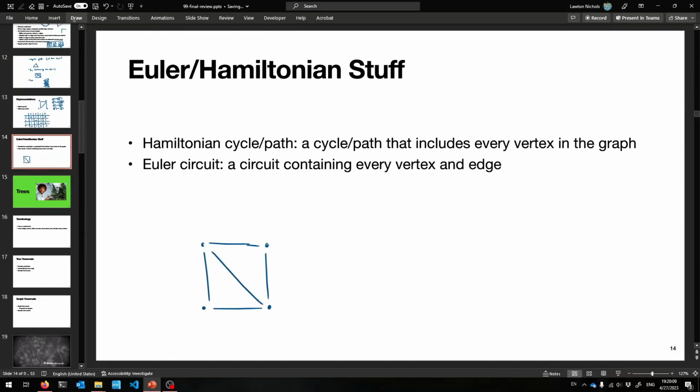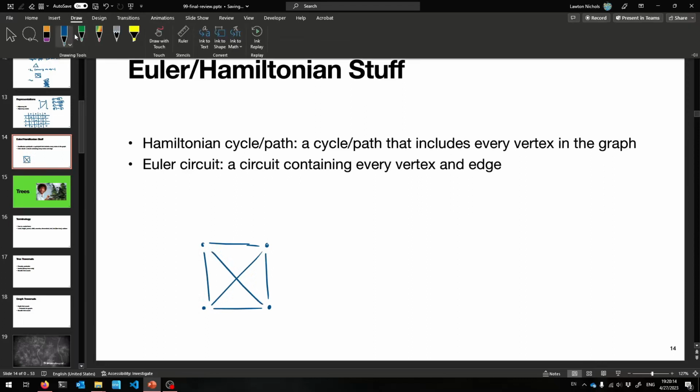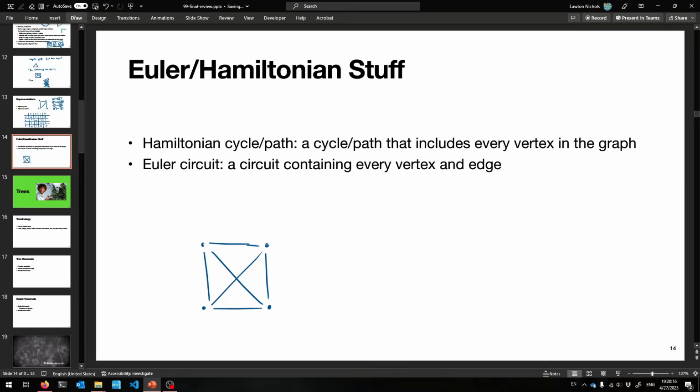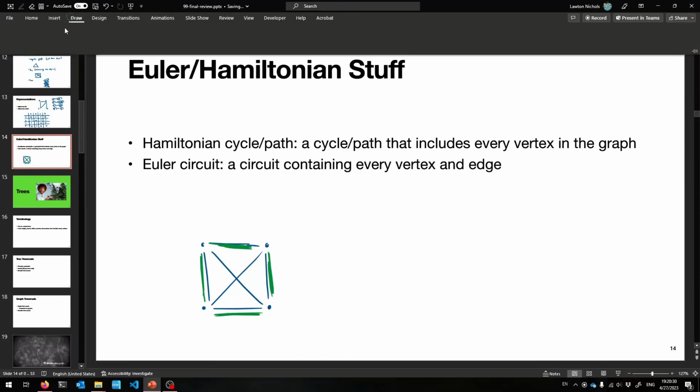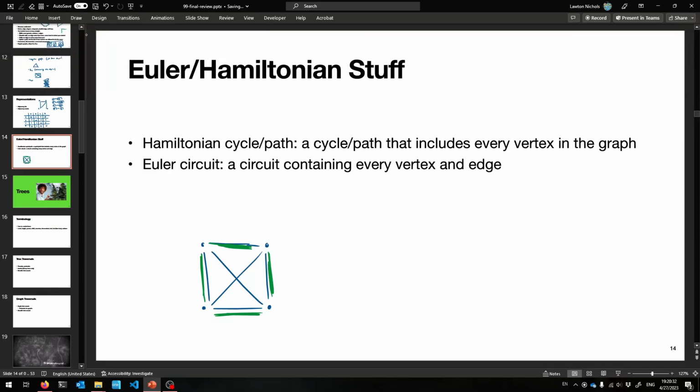So if this is your graph, a Hamiltonian cycle or Hamiltonian path is one that includes every vertex. So here's a Hamiltonian path, from here to here, here to here, follow this edge, here to here. That would be a Hamiltonian path. You've now visited every vertex. To make it a Hamiltonian cycle, you just have to close it off. So there's the Hamiltonian cycle as well. So that's that one. An Euler circuit is one that includes every vertex and edge too.